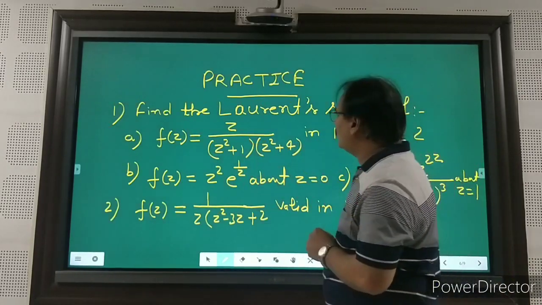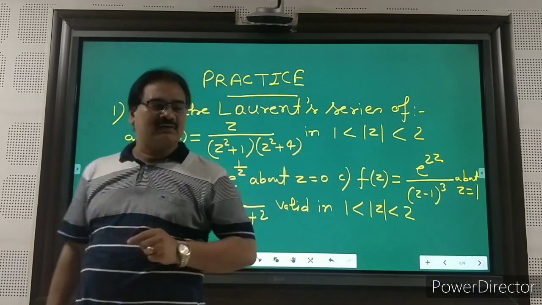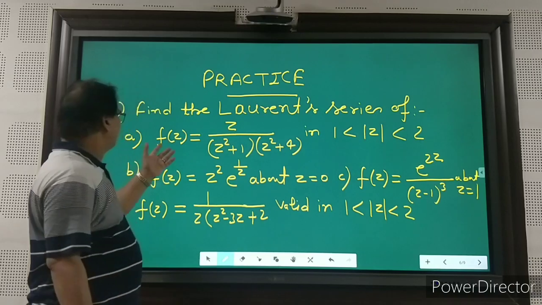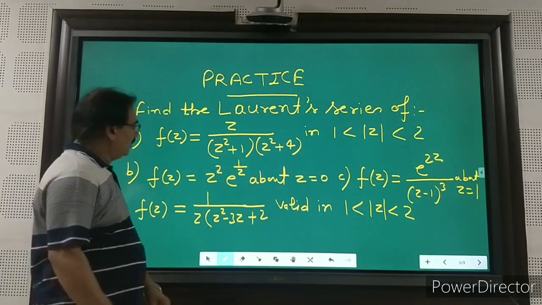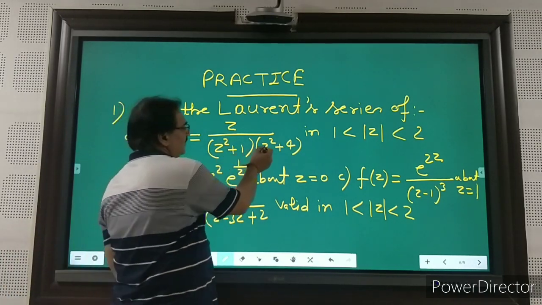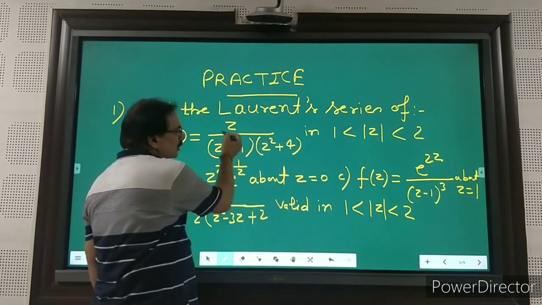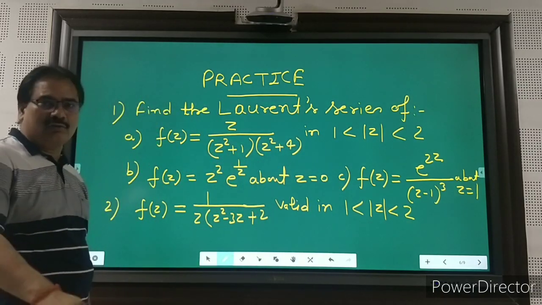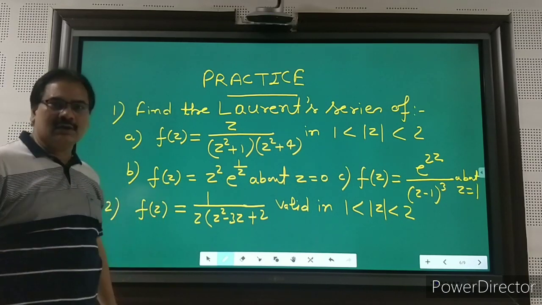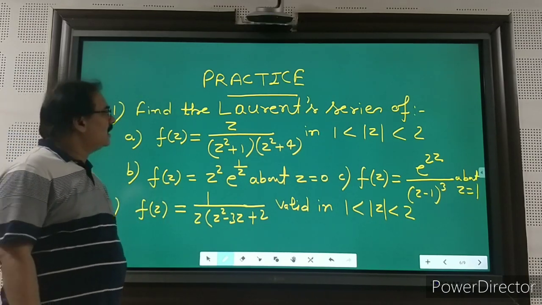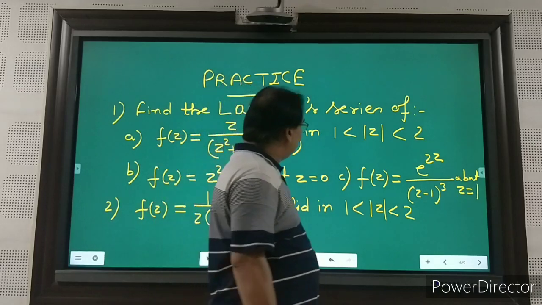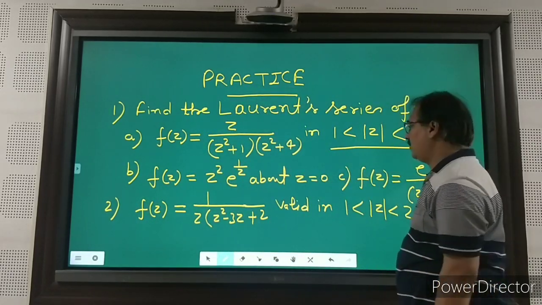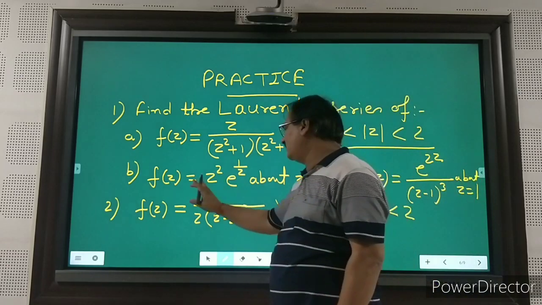So let us go through these problems. The first problem says: find the Laurent series of f(z), which is given as z divided by (z square minus 1)(z square plus 4). Here the exponent in the numerator and denominator is different, and you know how to do the partial fraction in these cases. The region is already given: mod of z is lying between 1 and 2.